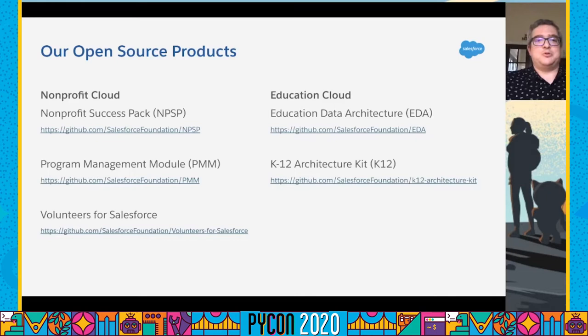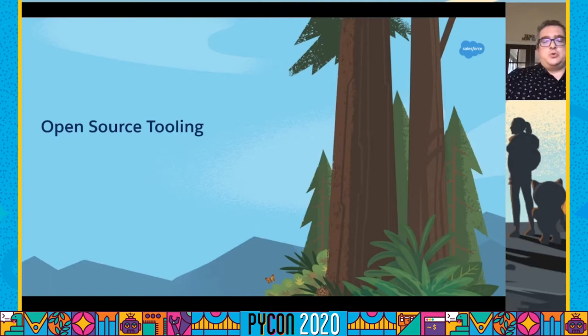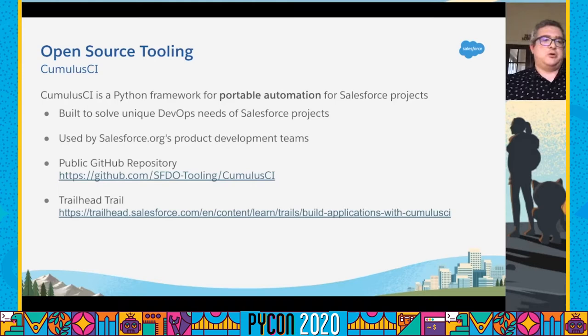Now let's talk about our open source tooling. So the main part of our open source tooling, as I mentioned earlier, is Cumulus CI, which is a Python framework for portable automation for Salesforce projects. It was built to solve the unique DevOps needs of Salesforce development projects. It's used every day by Salesforce.org's product development teams. And I don't just mean developers, I mean our QEs, our doc writers, our UX people, our project managers, even our partners doing implementations are utilizing this. It's developed in a public GitHub repository at sfdotooling.com/CumulusCI.